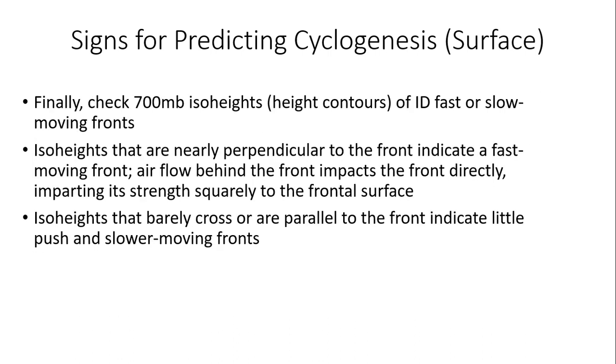And finally, check the 700 millibar iso heights, or those height contours at 10,000 feet, for identifying fast or slow moving fronts. Iso heights that are nearly perpendicular to the front indicate a fast moving front. With fast moving fronts, airflow behind the front impacts the front directly, imparting its strength squarely to that frontal surface. Whereas iso heights that barely cross or are parallel to the front indicate very little push and slower moving fronts.